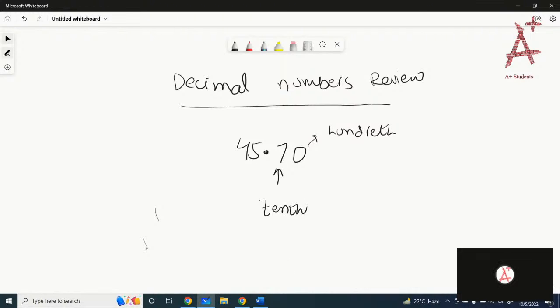So these are the actual place values. This is tenths, this is hundredths, this is ones, and this is tens. These are the place values. Got it? So the digit that is at the hundredths place is 0. Got it?